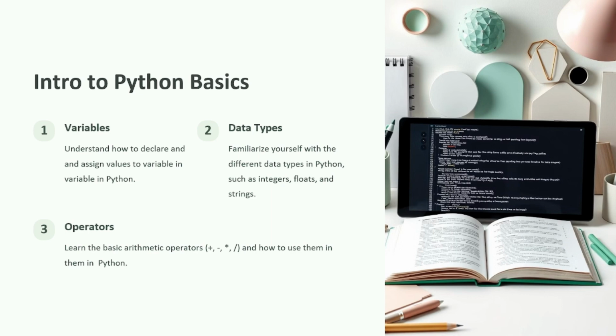So the second one is data types. Data types define the kind of value a variable can hold and the operations that can be performed on that value. And the third one is operators. Here we use the basic arithmetic operators such as addition, subtraction, multiplication and division, and how to use them in Python.